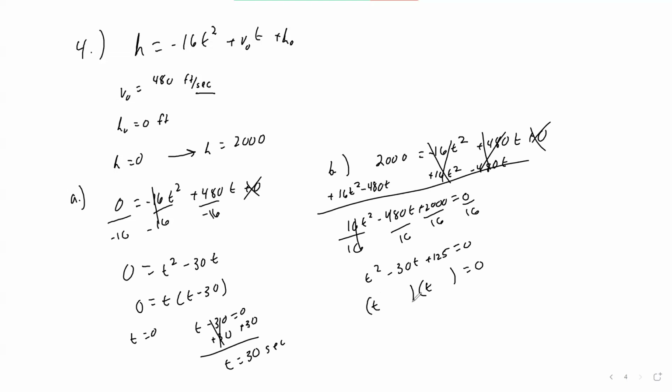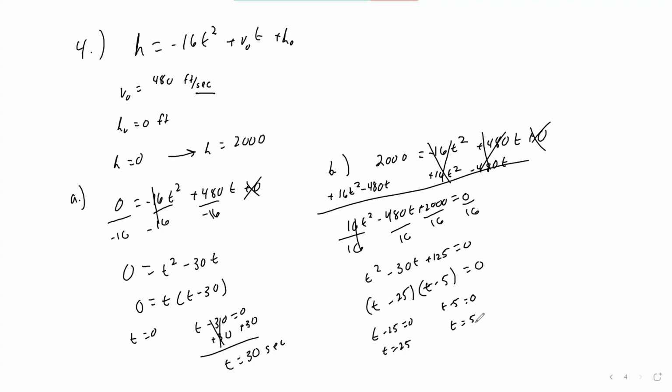So t, two things that multiply to 125 is 15 and 15. Nope, I lied. 15 and 5, I believe. No, 25 and 5. That's a better one. 25 and 5 gives me 125. And they'll both be negative, because that will be perfect. So then I get t minus 25 equals 0 and t minus 5 equals 0. So then t would equal 25 and t would equal 5.